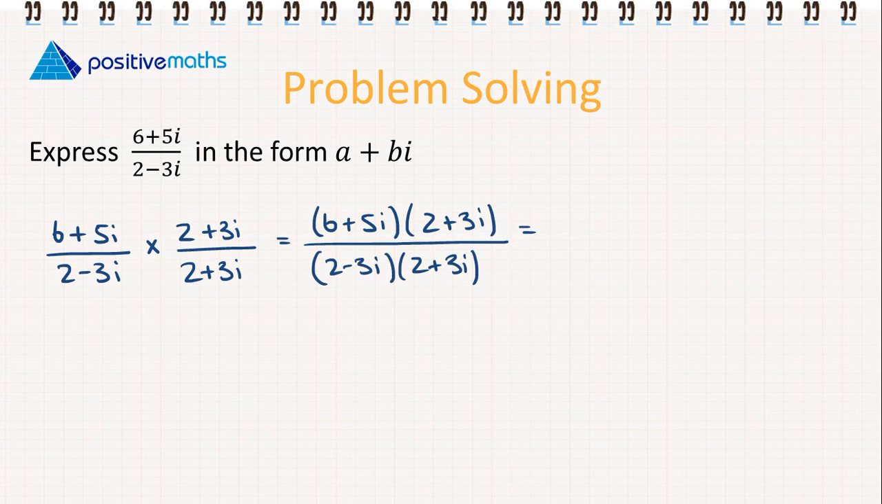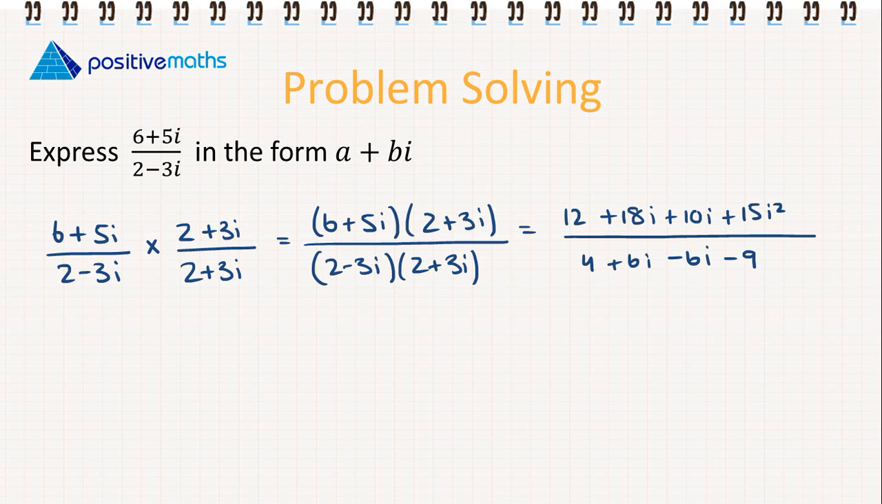So if we multiply the brackets, we're going to get 6 by 2 will give us 12. 6 by 3i is going to give us 18i. 5i by 2 gives us 10i. 5i by 3i is going to give us plus 15i squared. On the bottom, we're going to get 2 by 2 gives us 4. 2 by 3i gives us 6i. Minus 3i by 2 gives us minus 6i. And minus 3i by plus 3i is going to give us minus 9i squared.